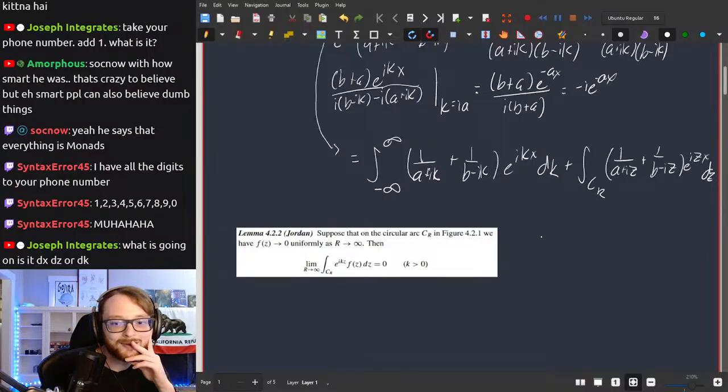Okay, so as z goes to infinity of this piece here, then the result goes to 0. Yes. So Jordan's lemma applies.